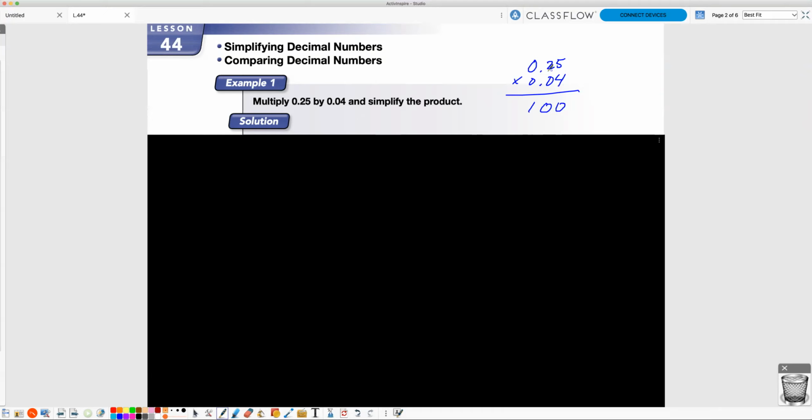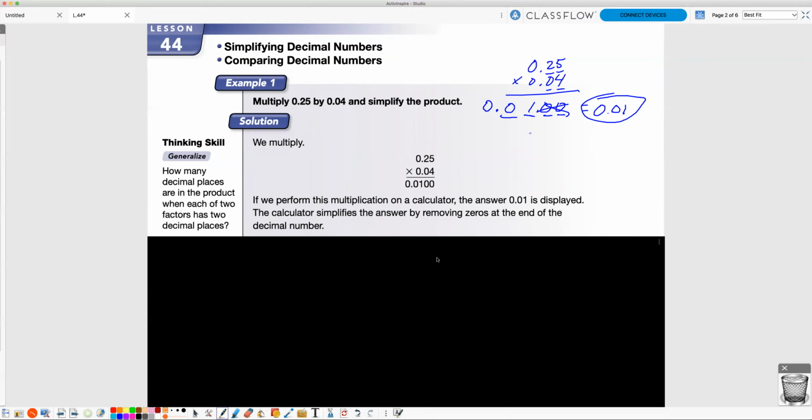So in this case, now we have to count the decimal places. There's 1, 2, 3, 4. So we have to move over to the left. 1, 2, 3, 4. We have to have a 0 in this place, and then a decimal here, and another 0. Now this one is simplifying decimal numbers, which means we get rid of those zeros. We don't need them anymore. So that equals 100th.